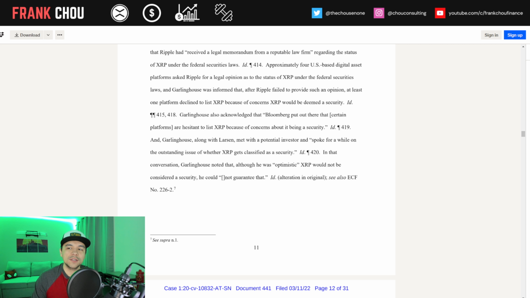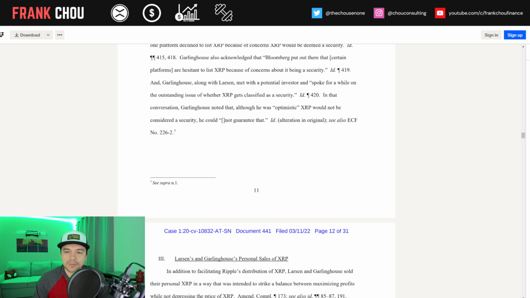Approximately four U.S.-based digital asset platforms asked Garlinghouse for a legal opinion as to the status of XRP under the federal securities laws, and Garlinghouse was informed that after Ripple failed to provide such an opinion, at least one platform declined to list XRP because of concerns XRP would be deemed a security.